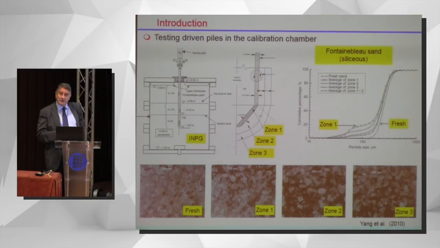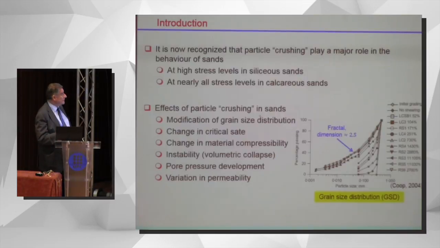And in fact, even if we go to siliceous sands, which are much stronger, if you go to high enough stresses, like you get at the bottom of a pile, you also get quite a bit of crushing. For instance, these are the results from some different pile tests. This is done in Grenoble with the Imperial College people, and you can see the evolution of the grain size distribution at different places around the pile due to this crushing. And this is a siliceous sand.